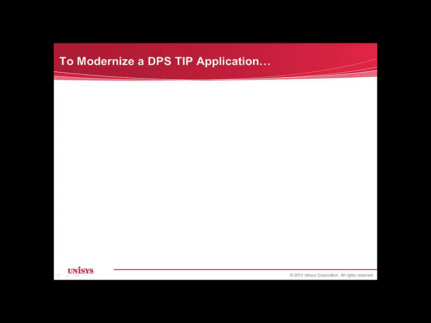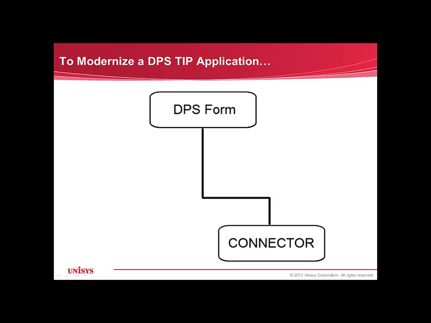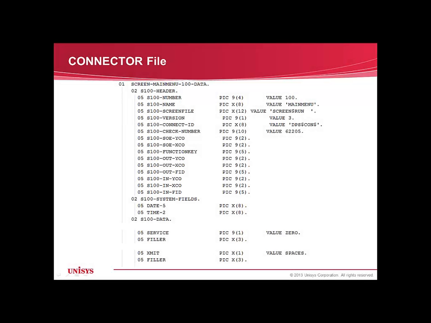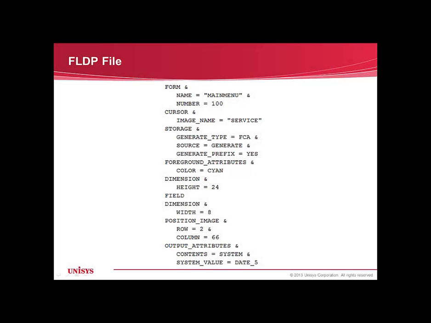Note that to modernize a TIP application that uses DPS forms, you must generate a connector working storage data definition, an FLDP source file for each DPS form using the FLMU utility. A connector file contains details of data description for a DPS form. An FLDP source file contains formatting information for a DPS form. For example, page layout and field attributes.